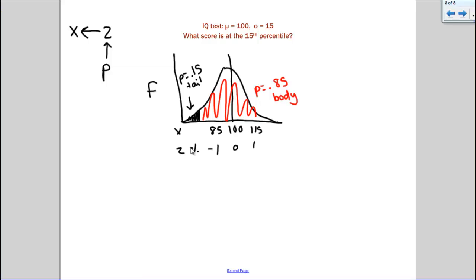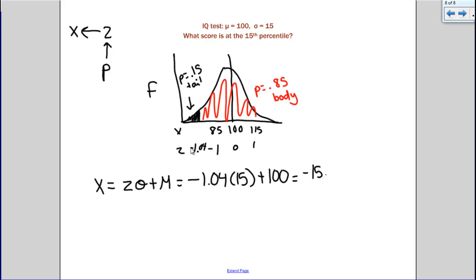So this is going to be negative 1.04. Be careful, right? That's why you need to draw it out. It's to the left of the mean, bottom 15%. So x equals z times standard deviation plus the mean. So we have negative 1.04 times 15 plus 100. Negative 1.04 times 15 is negative 15.6 plus 100. And the x value of interest is 84.4. That is our score.